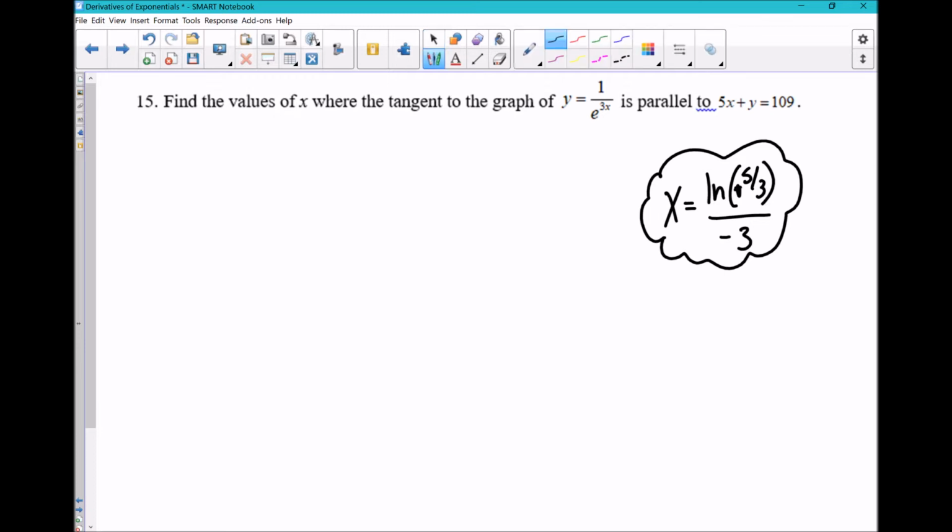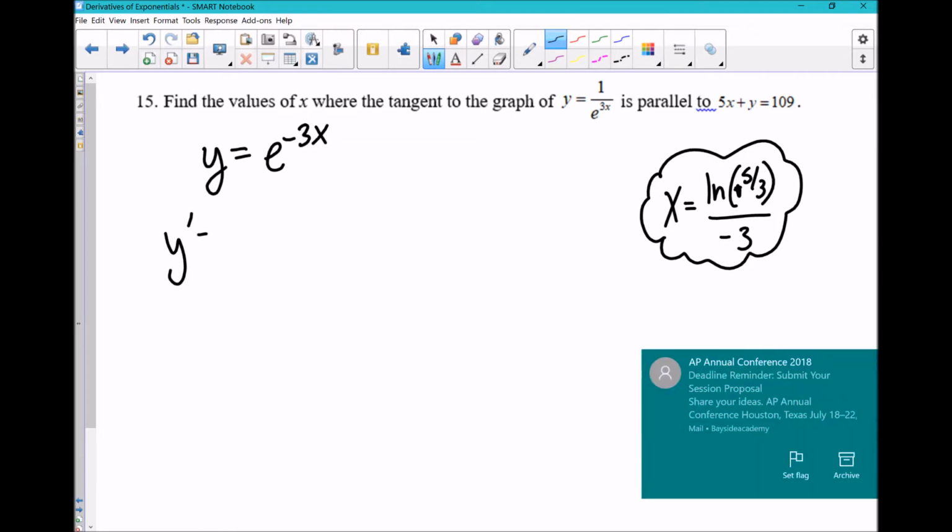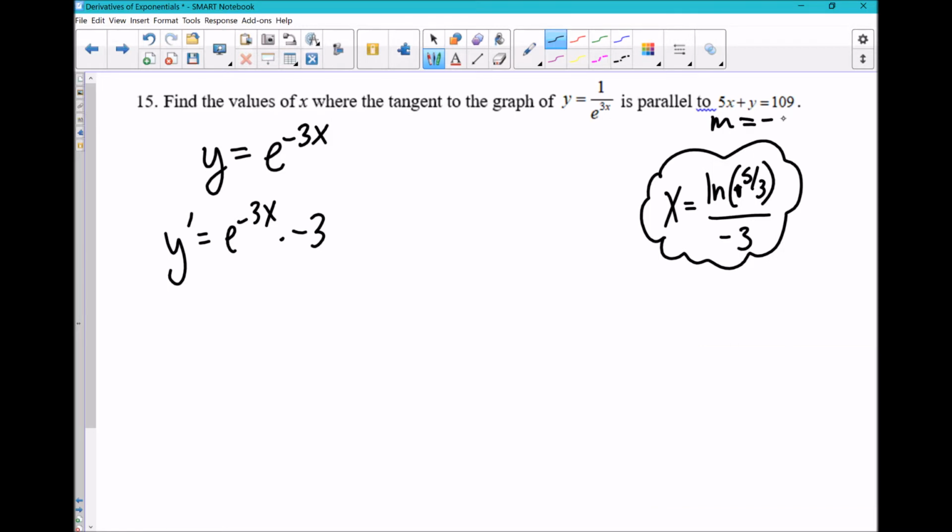Working that one out. So let's think of this. This is e to the negative 3x. Otherwise, you've got to use the quotient rule. Taking the derivative would be e to the negative 3x and then times negative 3. Now the slope of this is negative 5. You can simply solve it and get a negative 5. So we're going to set this one equal to negative 5.